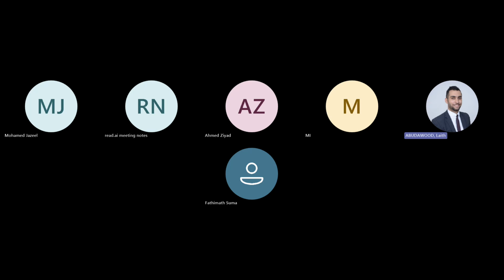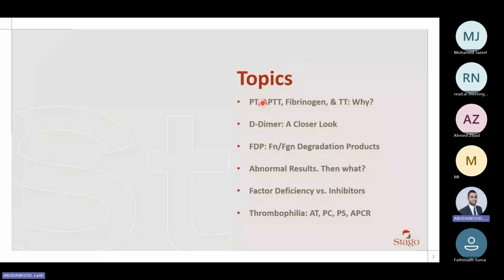Today we will continue with D-dimer. So we finished this part. Now we have D-dimer today. Then we'll speak about fibrinogen degradation products. Then we will continue this section because we did not finish all of it. Then we'll speak about factor deficiencies versus factor inhibitors. And finally, we will finish with thrombophilia.